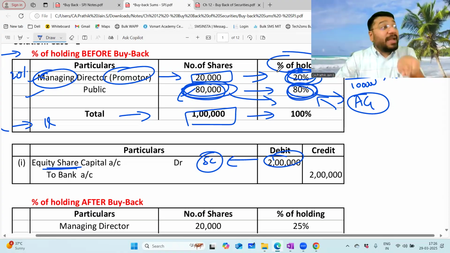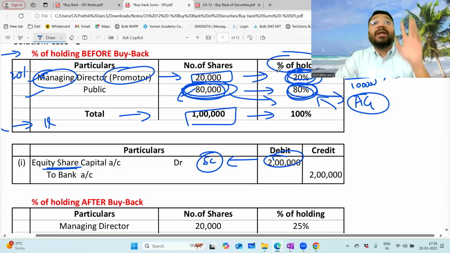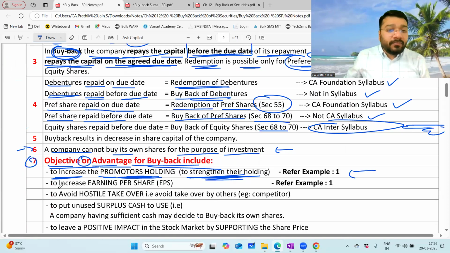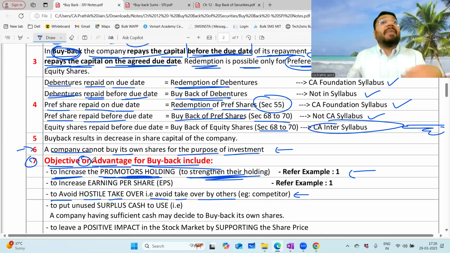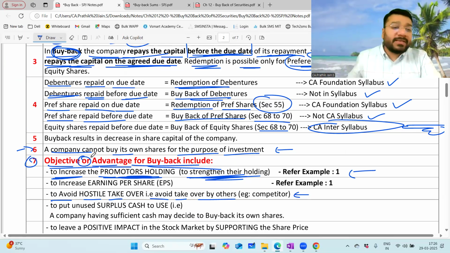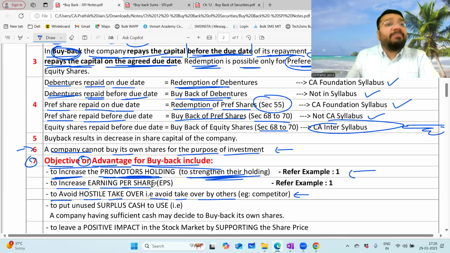So to prevent hostile takeover, buyback was permitted by the Companies Act 2013. So coming back, to avoid the takeover by others, that is competitors, buyback was promoted by the Companies Act 2013. Any problem in this? Second, to increase the earning per share of the company.